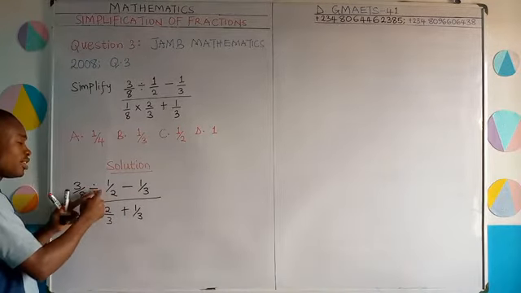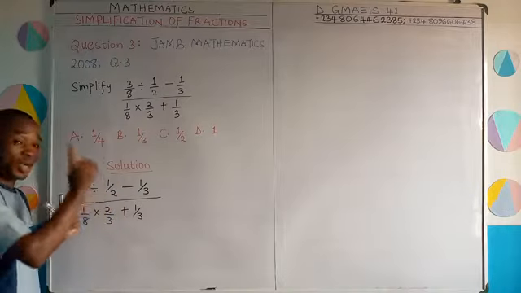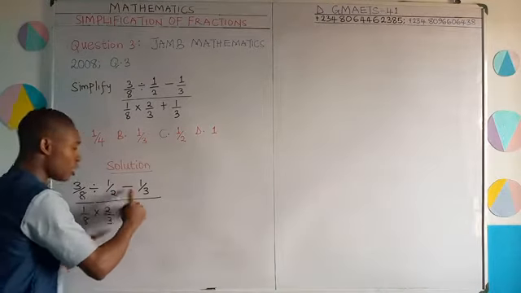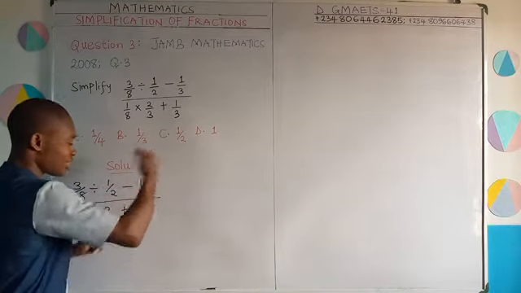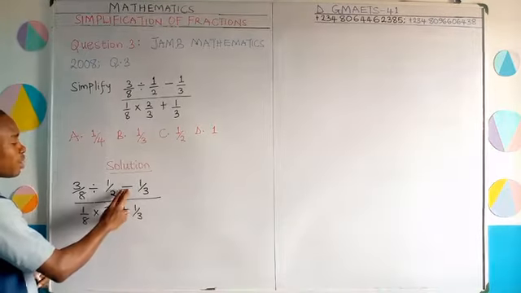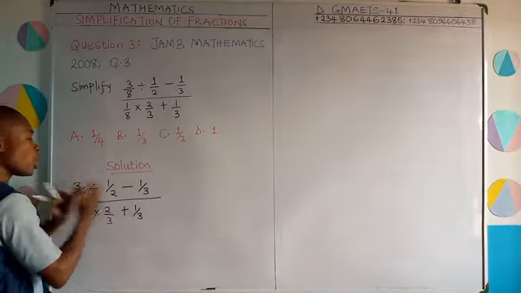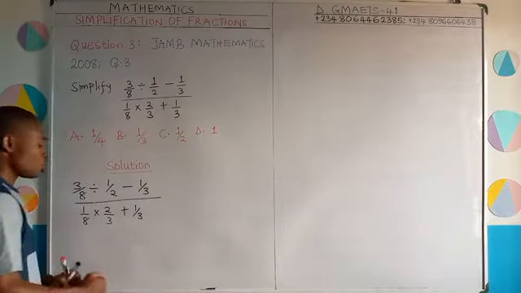Together, this 3 over 8 divided by 1 over 2 is taken as 1 term. They now have minus 1 over 3. This other one is taken as the second term. So this minus divides this into 1 term and 2 terms.